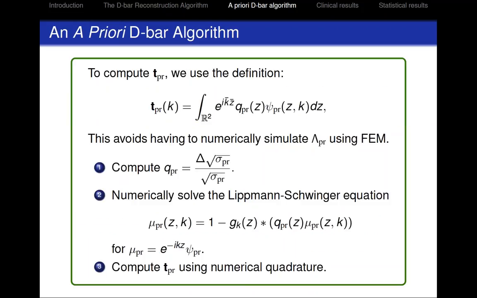Okay, so to compute the prior, we just use the definition. Because for the prior conductivity, we know what it looks like. We can compute the potential that goes along with it and use the definition of the scattering transform. Then one can numerically solve the Lippmann-Schwinger equation and get a CGO solution corresponding to that, which we'll denote by mu prior.